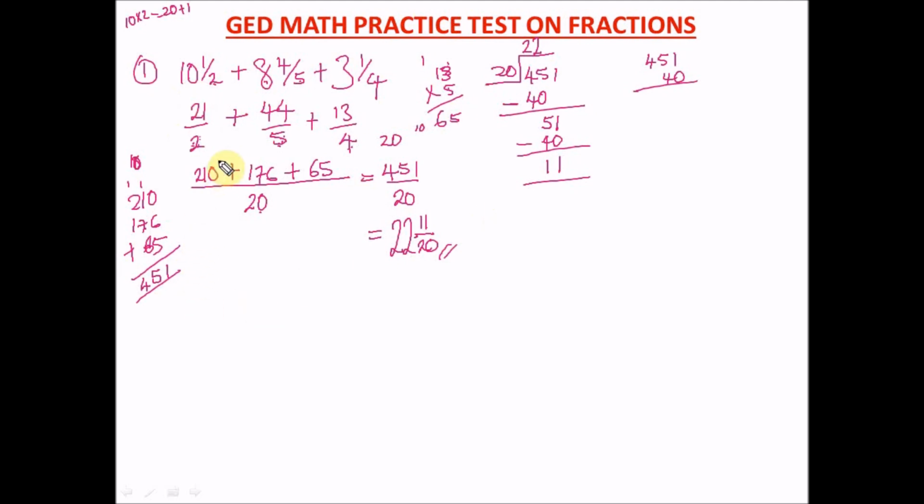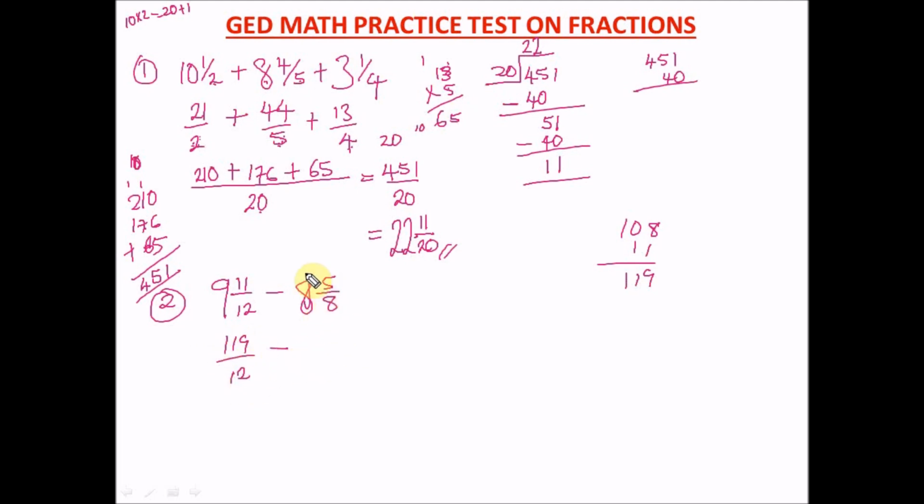Now let's go on to our next question. We have question 2. We have 9 whole number 11 over 12 minus 8 whole number 5 over 8. So we have to convert this mixed fraction to an improper fraction. And how do we do this? We say 12 times 9. What is 12 times 9? That is 108. So we say 108 plus 11, so that will be 119. So we have 119 divided by 12 minus.